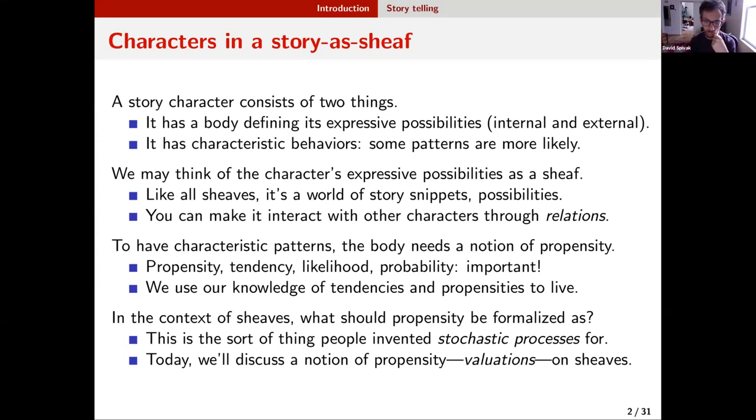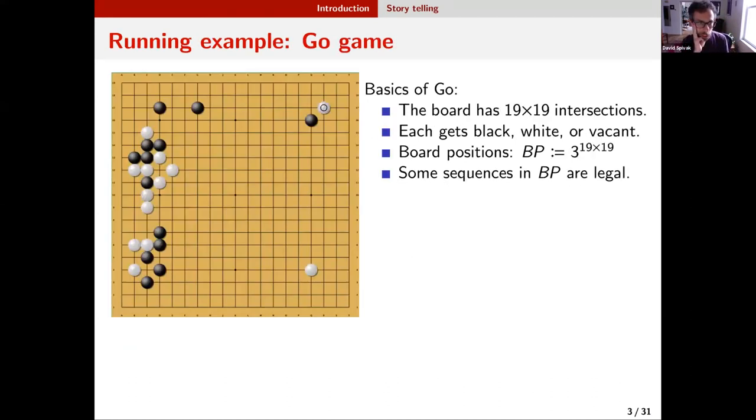So this is what stochastic processes were invented for, and that'll be mainly the topic of today, is our own version, that of Tobias and I, of doing this for sheaves. Okay, so my running example is Go. If you don't know what Go is, it's a really great game because it only has very simple rules. The rules are that if you surround a group, then you take it off the board. But we don't even need that for today. What we need is that the board has some number of intersection points.